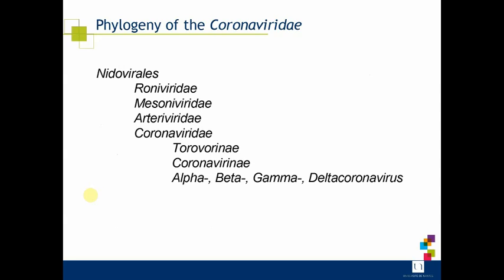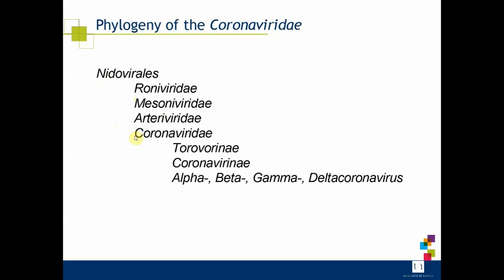Okay, so coronaviruses. They are positive strand RNA viruses, and the coronaviridae belong to the nidoviral order. Roniviridae, mesoniviridae, arteriviridae, coronaviridae are the related families. Roniviridae infect crustaceans, mesoniviridae infect insects, arteriviridae infect vertebrates, including mammals, but there are no known human arteriviruses. And then there are the coronaviruses.